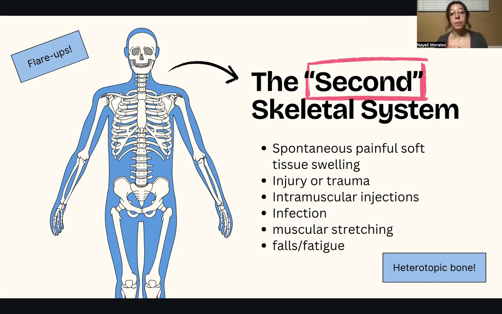These will have spontaneous, painful soft tissue swelling, injury or trauma, intramuscular injections, which is very important because certain things such as biopsy won't be possible with this diagnosis, because when you're doing a biopsy, you're perforating the skin, right? You're trying to get a sample of that tissue. So this will result in trauma or injury to soft tissues, therefore bone formation. So we don't want that.